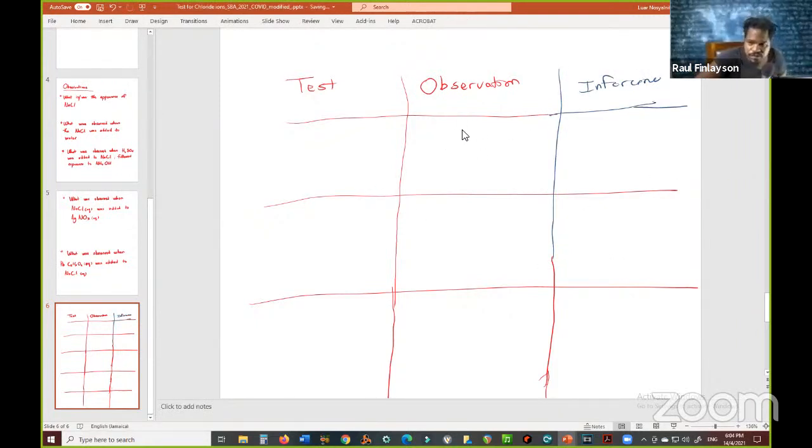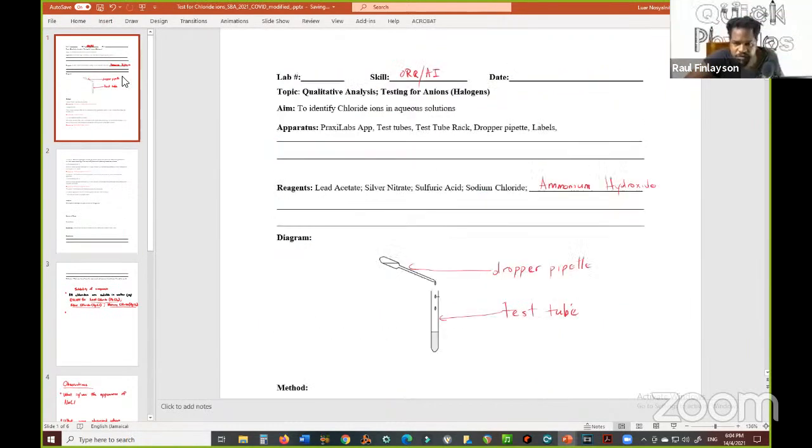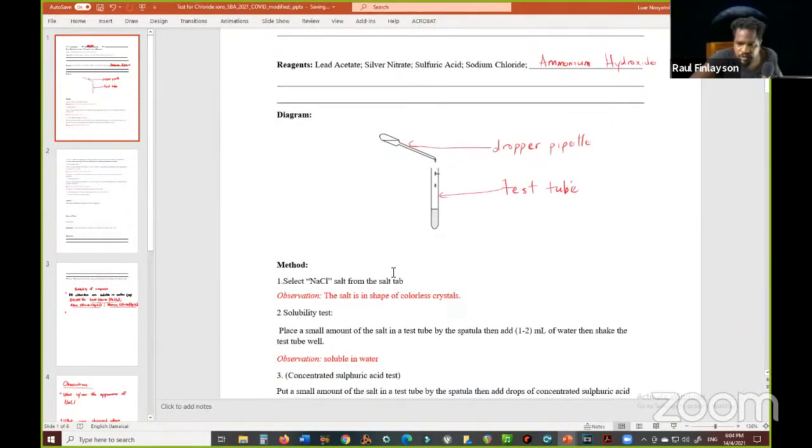All right, guys, let's look at the first test. Probably I can just make this a shortcut here and just copy and paste. Let me try that. Method.